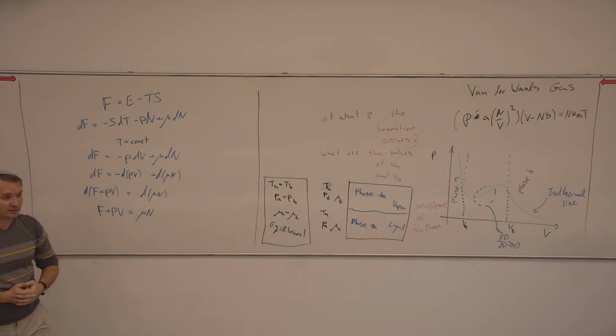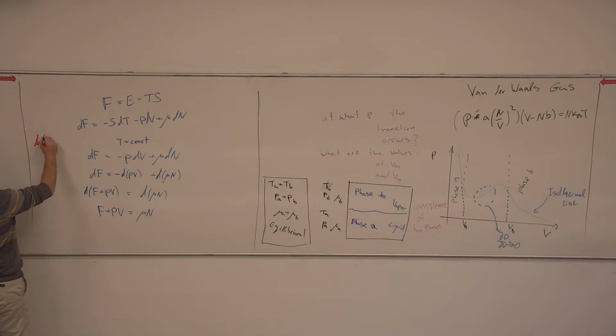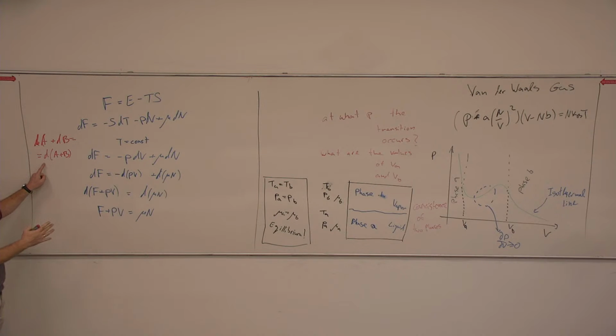Why can't I bring the PV inside with the F? I understand this line, but not from here to there? Yes. Why is it legal? If I have dA plus dB, it equals d of A plus B. It's the law of the differentials. Think about it this way: if I have d/dt of f of t plus d/dt of g of t, you agree with me that this is d/dt of f plus g? Exactly the same for the differential. Okay?